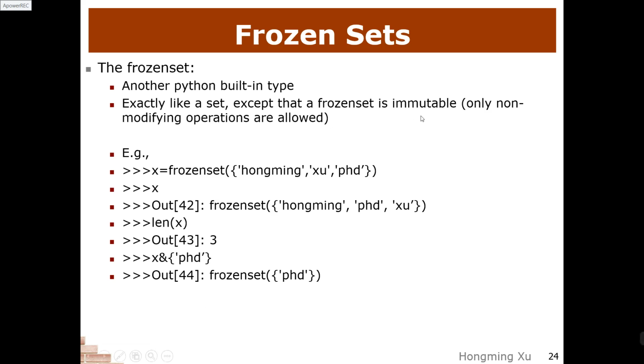So this means only non-modifying operators on the set can be used to handle a frozen set. You can just get some idea of the frozen set: compared to the typical set, a frozen set is completely immutable. For example, here I define a frozen set, and we can measure its length, like 3, and also we can do the AND operation. For this intersection operation, we haven't modified the frozen set because we can't modify it. So you can use non-modifying operations with the frozen set.